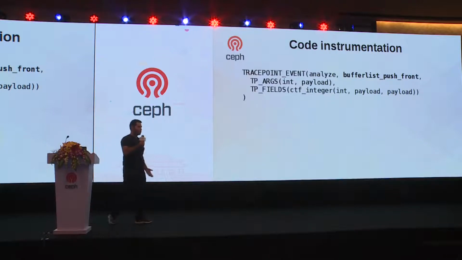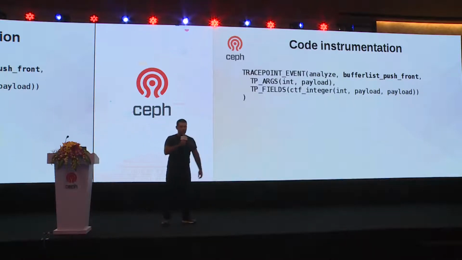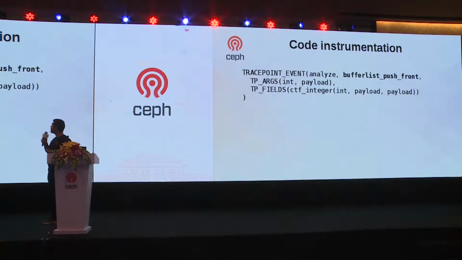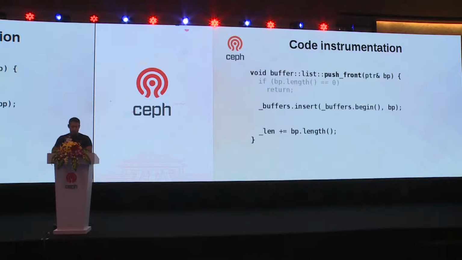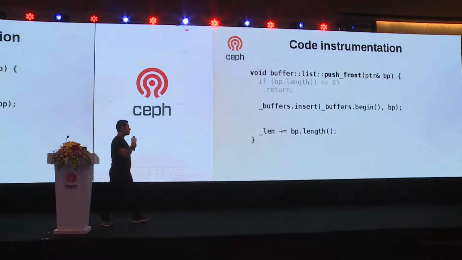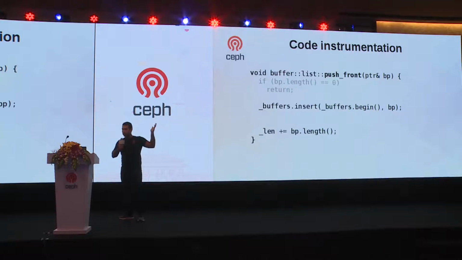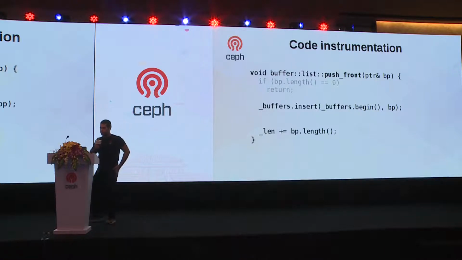Ceph currently supports trace points, LTTng trace points. You can define a new trace point that way. Here I have defined the trace point that is called buffer list push front. Quite easy. This is the current implementation of the push front method of buffer list. It simply calls an insert on the standard library container that is used.